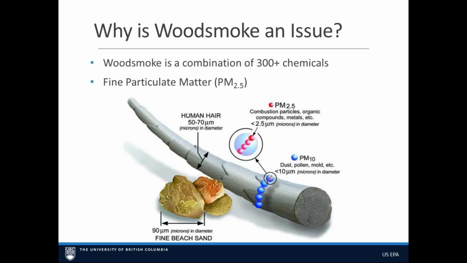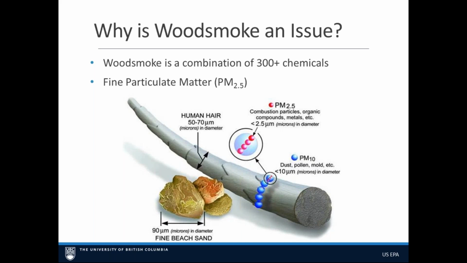So to start from the beginning, why is this work important and why is wood smoke an issue? Well, wood smoke is a combination of over 300 chemicals, and this mixture can vary wildly depending on multiple factors, such as the type of wood being burned, the moisture content of that wood, and then the combustion conditions, such as the airflow and the combustion temperature. And these are mainly affected by the stove technology that is used during combustion.